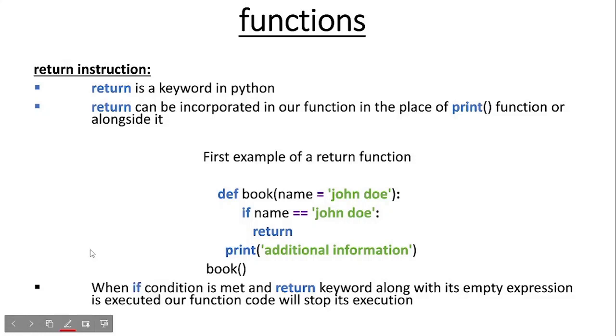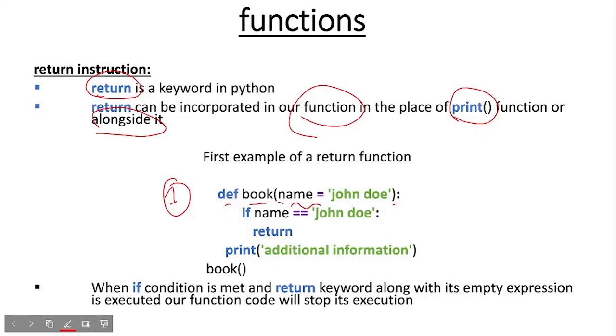We have a keyword in Python called return. It can be incorporated in our function in the place of the print function or placed there alongside it. In the first line of code, we'll create our function called book, and inside the parentheses, we'll have a predefined parameter called name. So we'll give a string of John Doe to our parameter called name.